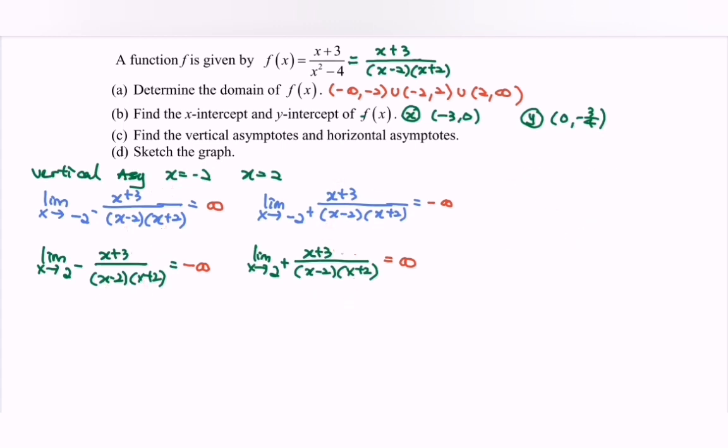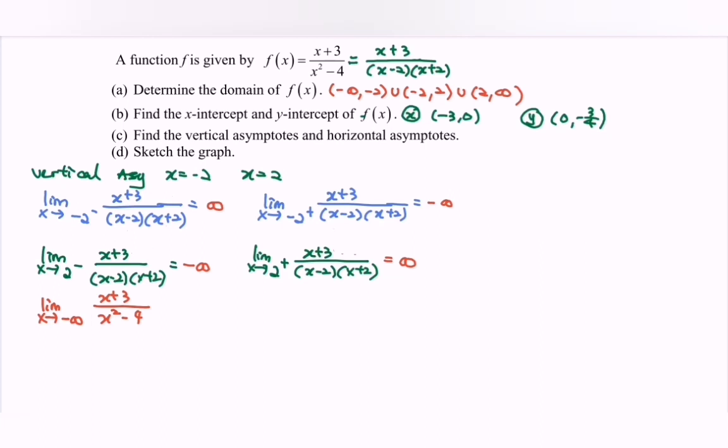Next, we are going to discuss the horizontal asymptote. In order to find the horizontal asymptote, we have the limit when x approaches negative infinity of (x + 3) over (x squared minus 4). If we substitute negative infinity into the function, we will have the indeterminate form, which is infinity over infinity. So what is the solution?